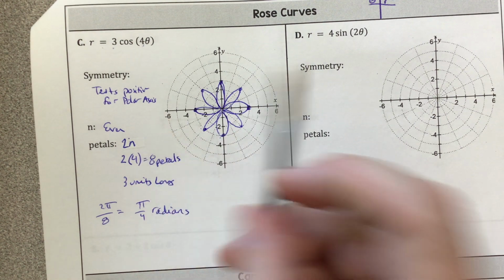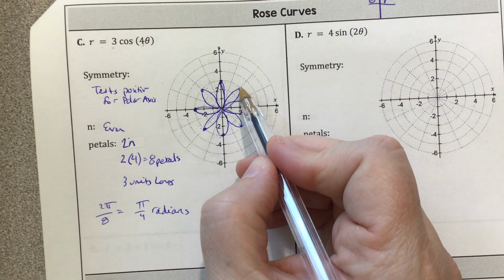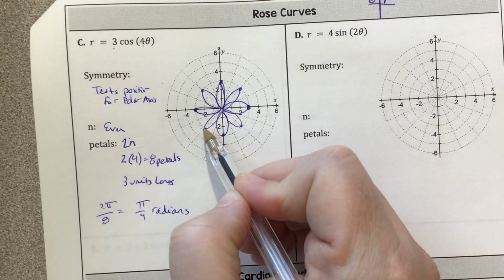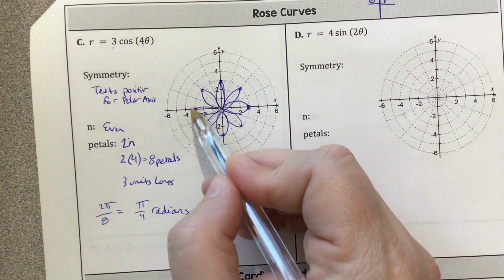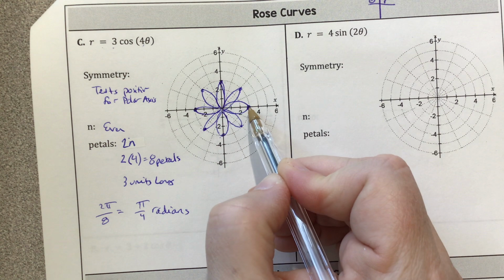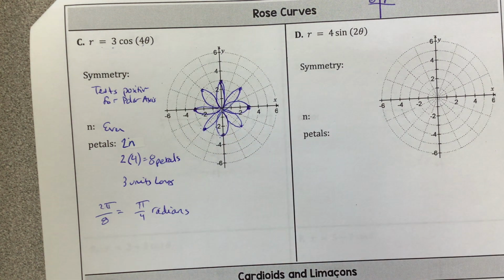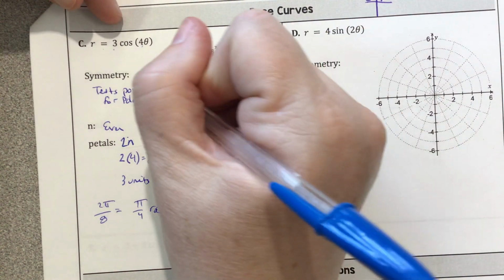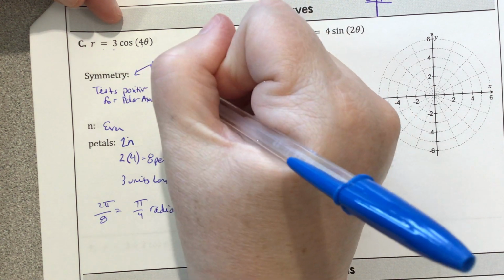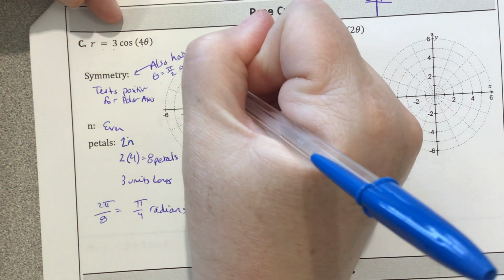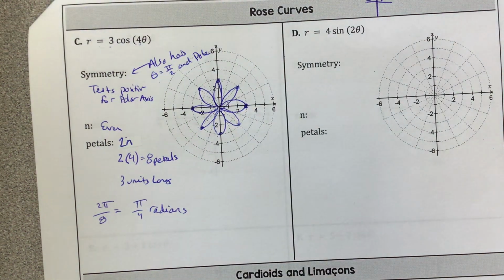It also has polar symmetry. Every point here corresponds to a point on the opposite side of the pole here. This point corresponds to a point on the opposite side of the pole. This point corresponds to this point on the opposite side of the pole. So it tested positive for polar axis symmetry, but it also has theta equals pi over 2 and pole symmetry. I just couldn't see them in the test.